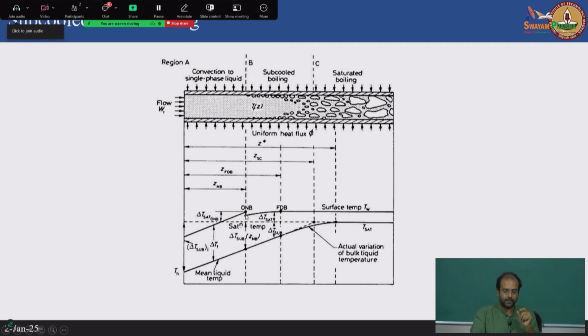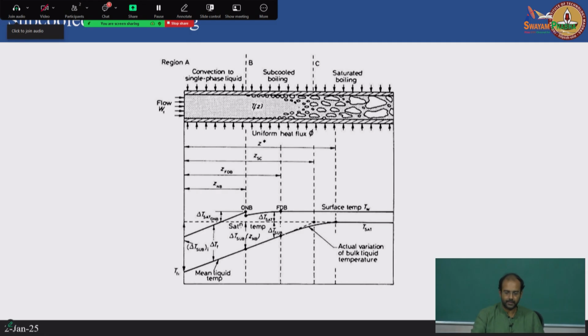Then the surface temperature shows a very small drop once nucleate boiling happens. Locally there is enhanced heat transfer, so the surface temperature shows a small drop, and then from there it continues to increase slowly till the boiling happens in such a way that the dry out is slowly happening somewhere at the exit. Similarly, the mean liquid temperature also shows a continuous increase, because you are adding heat to the fluid continuously as you go along the tube length. Therefore, the mean liquid temperature also continuously increases.